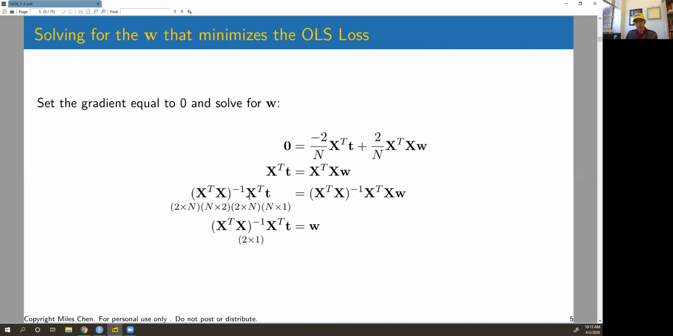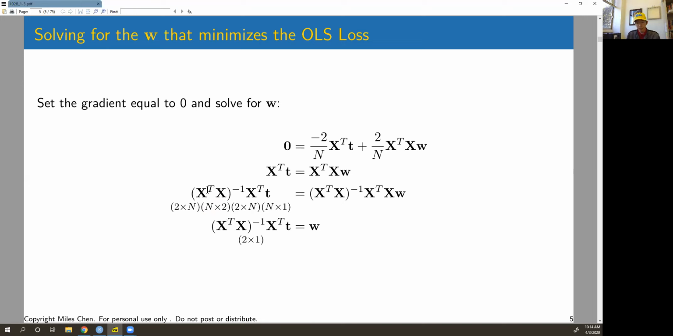And again, if you're not sure if it should have been X transpose T times X transpose X inverse, or if it should be in this order, X transpose X inverse times X transpose T, you can always write the dimensions underneath these terms. And so when I multiply by X transpose X inverse, X transpose X is a 2 by n and n by 2, which will give me a 2 by 2 matrix. The inverse of a 2 by 2 matrix is also a 2 by 2 matrix.